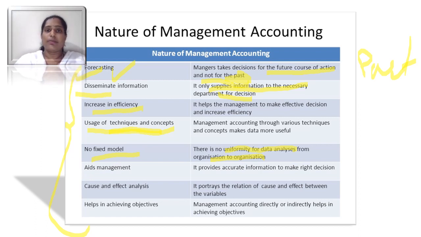If there is a requirement of a new guideline or policy, immediately the management will be taking a decision or a call on it. That is what management accounting is all about. And it aids management. Aid is the word, but it helps management, that is, it is helping immediately. It aids management in giving the accurate information to take the right decision.